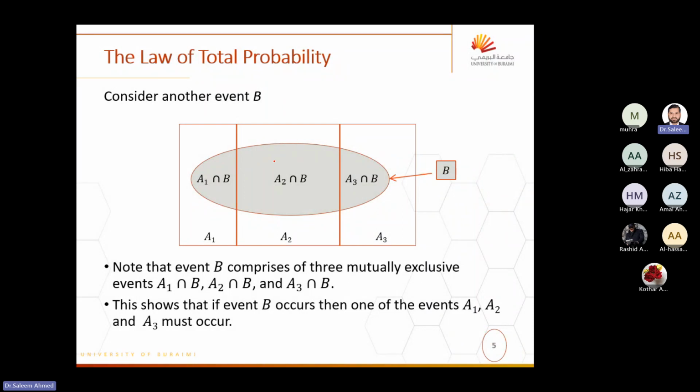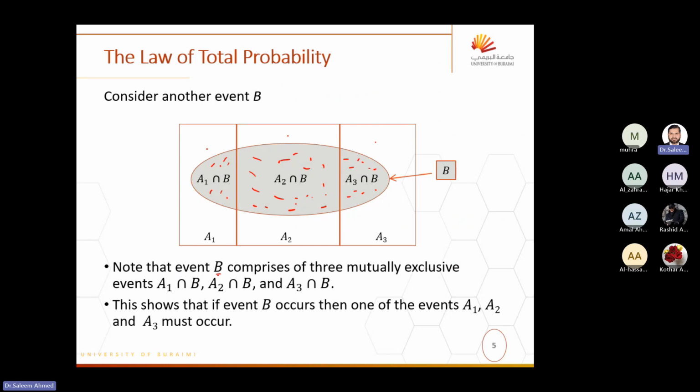If we see this B in terms of A1, A2, A3, then this portion is your A1 intersection with B. And then this portion is A2 intersection with B. And the third portion is this one where A3 and B intersect. So this is the common portion of B with A1, B with A2, and B with A3. So note that this event B comprises three mutually exclusive events: A1 intersection B, A2 intersection B, and A3 intersection B. They are not exhaustive. They are only mutually exclusive.